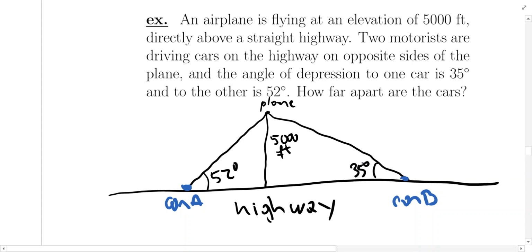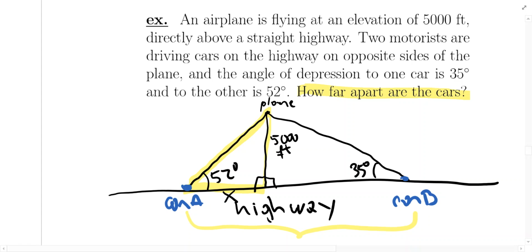All right, so there you go. We have two right triangles. We translated the word problem into two right triangles, and now we have to answer the question, how far are the cars? So basically, I need to find the distance between car A and car B. So let's look at this first triangle. It's a right triangle. I have that this is 5,000, the angle is 52. I need to find this distance right here. Let's call it x.